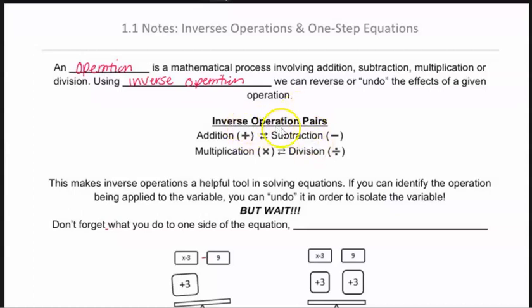So inverse operation pairs are addition and subtraction. They're kind of opposites. Similarly, we have multiplication and division, which are inverse operations. These will undo the effects of each other.